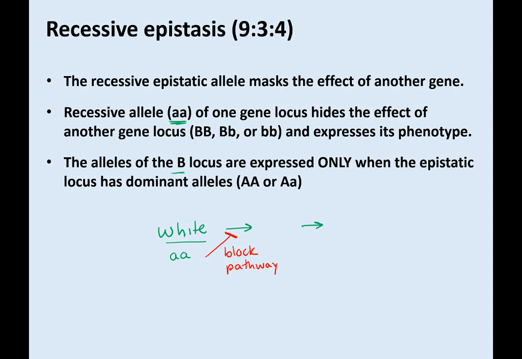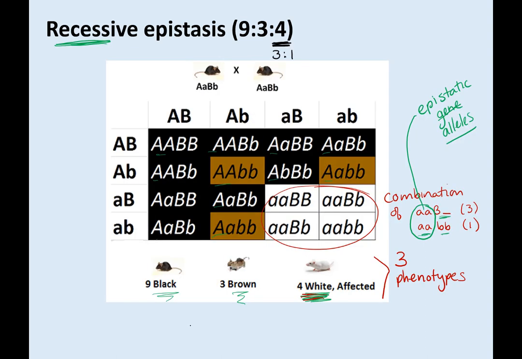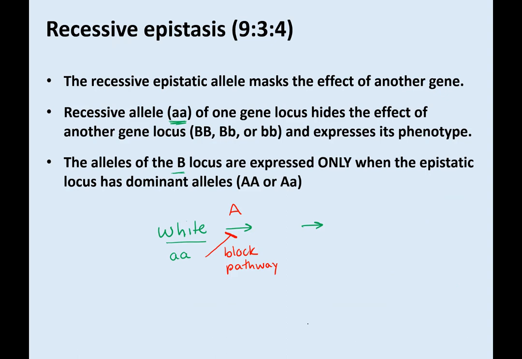Now, when you don't have little a, when you have at least one dominant A allele, the pathway continues. And if you look here, when you have a dominant A, you get brown and you get black. But what's common in these is that all the browns have little b, and all the blacks have both a dominant A and a dominant B. So the pathway goes that if you have a dominant A, you get brown. And on top of that, if you have a dominant B, you get black.